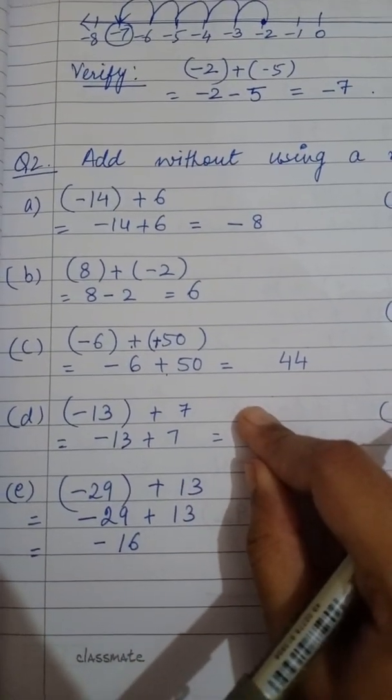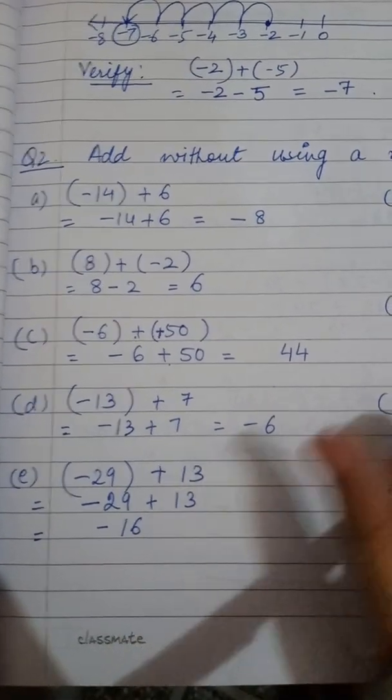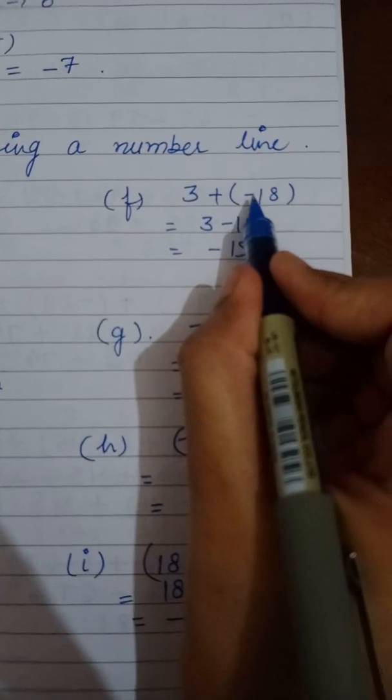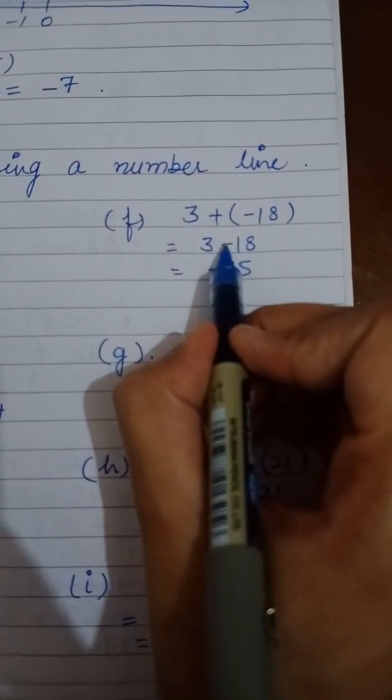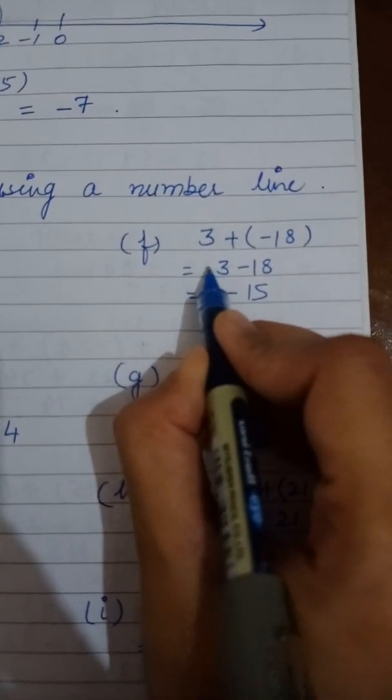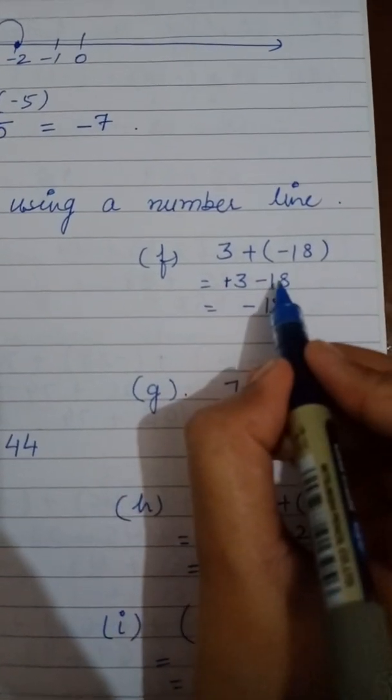D part you can do by yourself. E part also you can do by yourself. Let me explain you now F part. Now again two signs are together. What is plus minus? Minus. 3 minus 18. Now when no sign is there with 3, that means the sign is of plus. And what is plus minus?